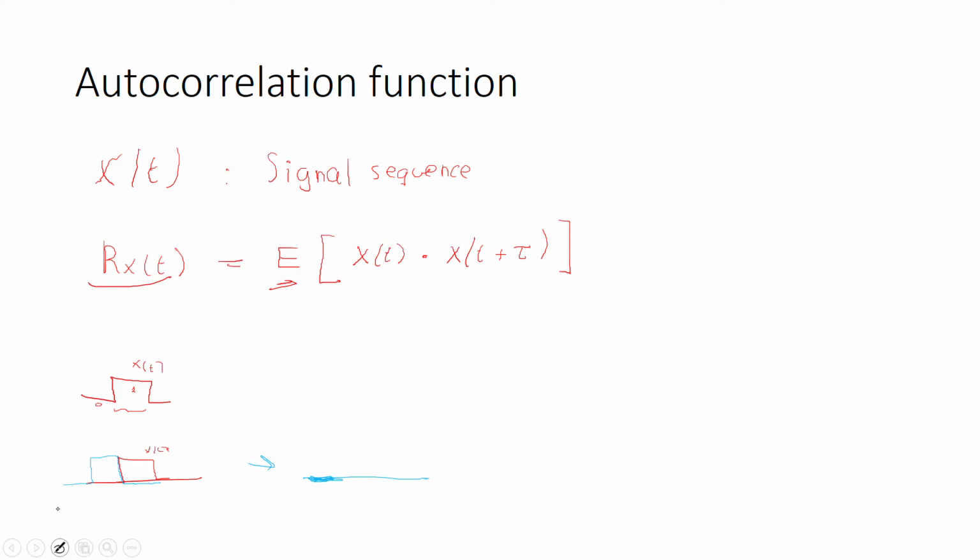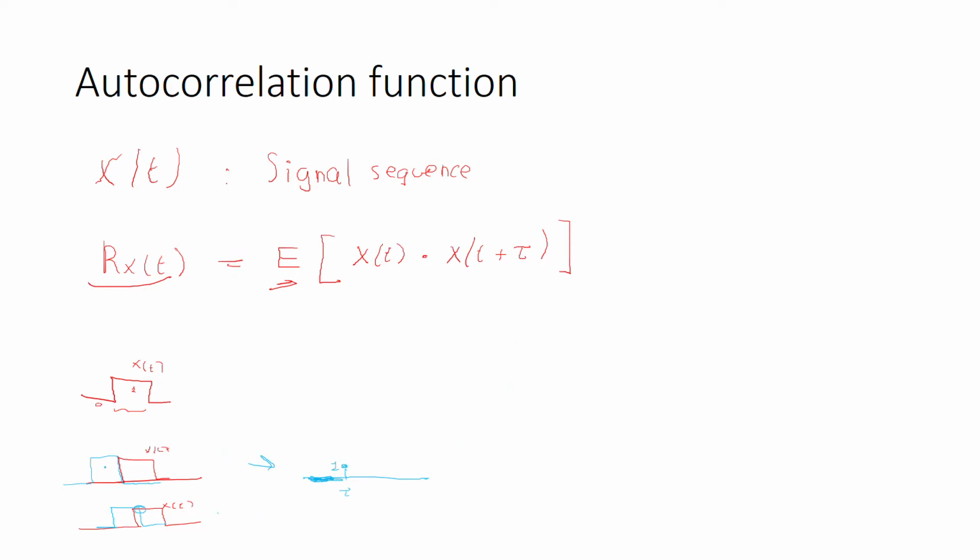But once you move the signal, x(t) remains static, and you move the same signal by a tau step. At this time you will have 0, but at this moment you will have a point, let's say number 1. 1 times 1 equals 1. So this tau step will give you 1.